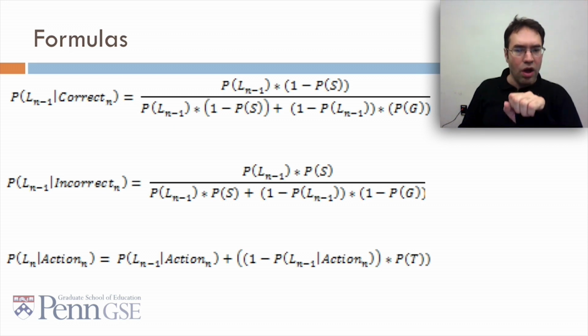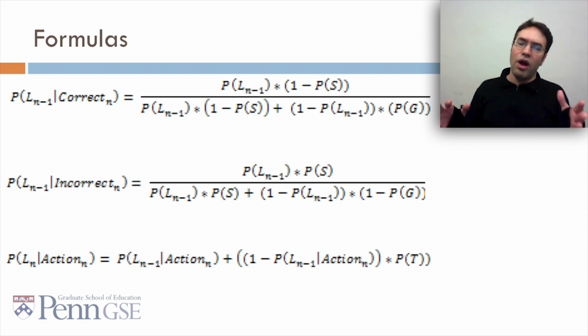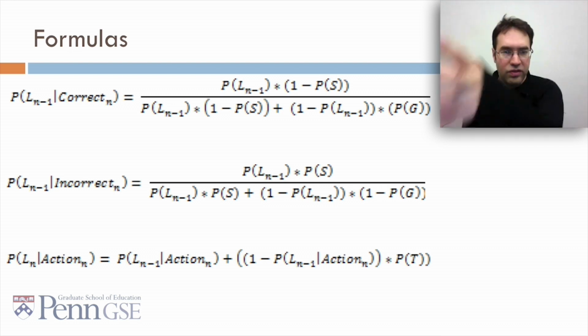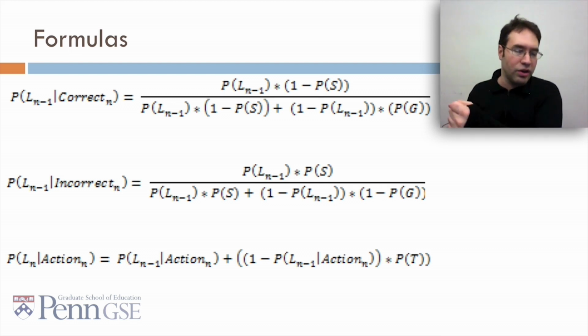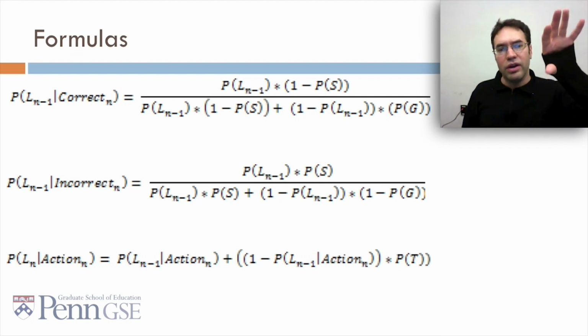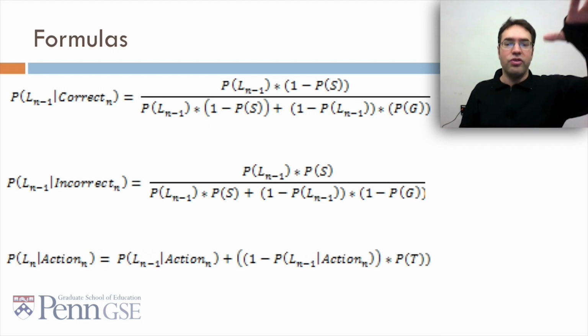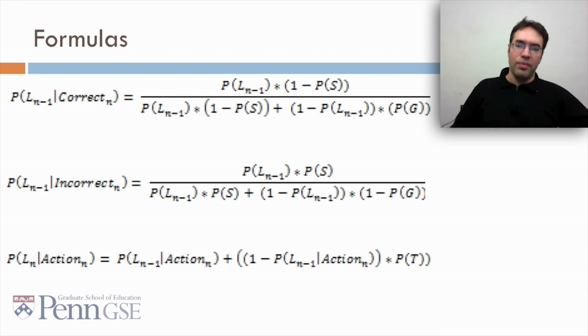Similarly, if you got it wrong, then how did you get it wrong? Well, you must have known it and slipped if you already knew it. So the two possibilities are you previously knew it and you slipped, and you didn't know it and you didn't guess.